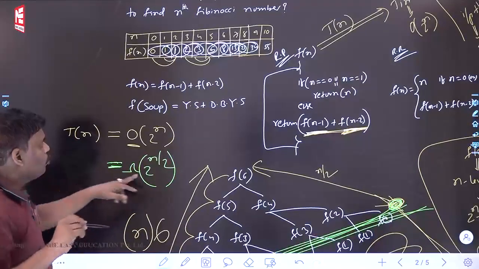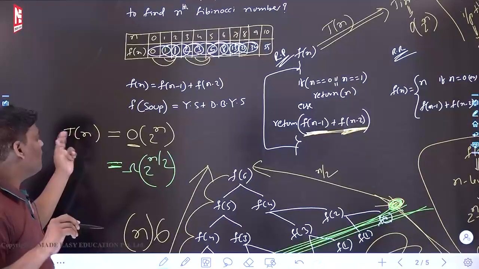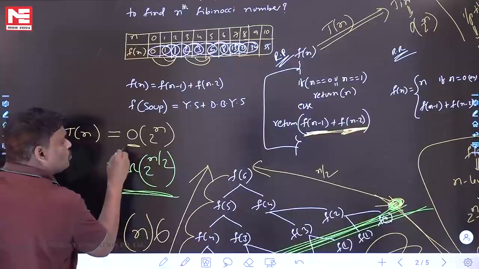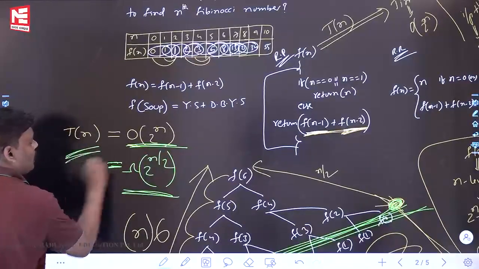Comparing Tn, 2 power n by 2 is going to be less. Comparing Tn, 2 power n is bigger. So this is going to be the lower bound, this is going to be the upper bound, and this is going to be the actual.